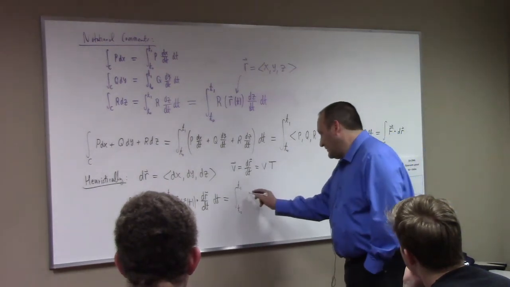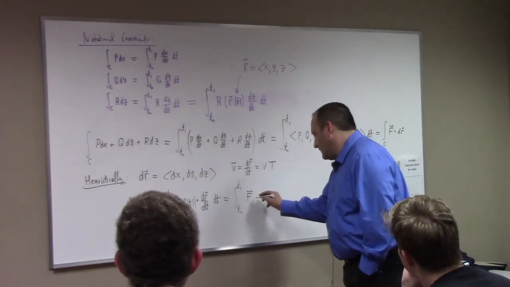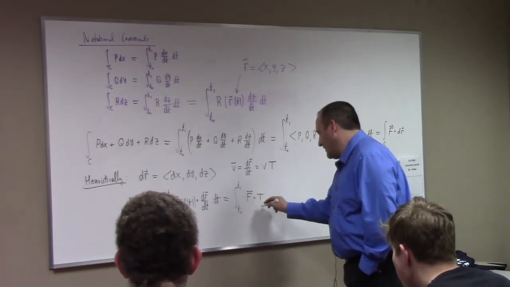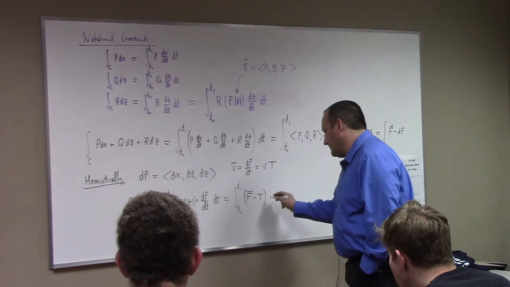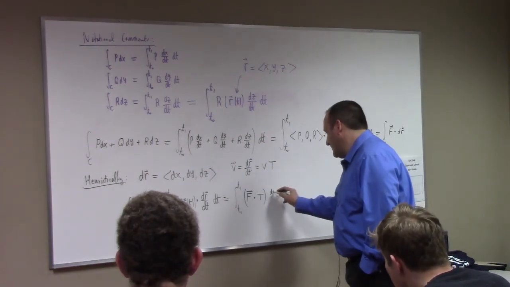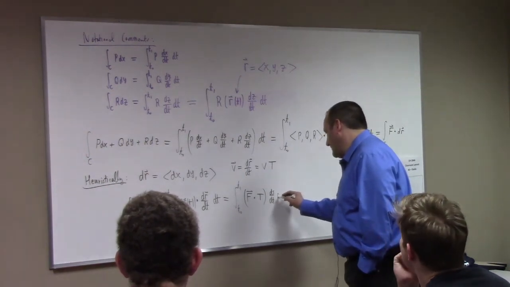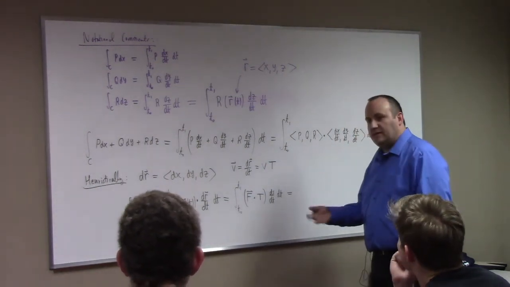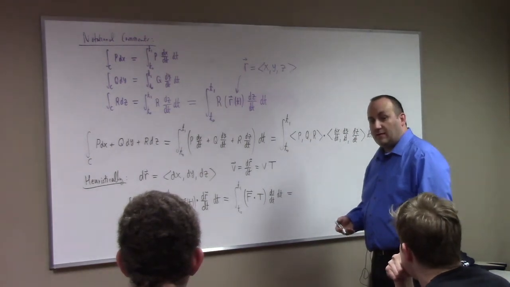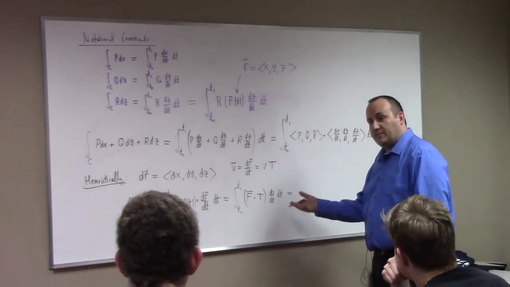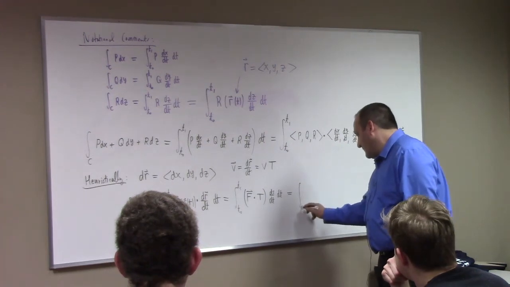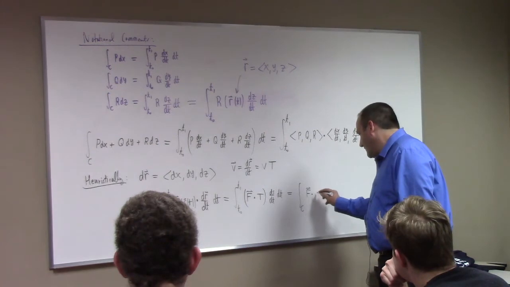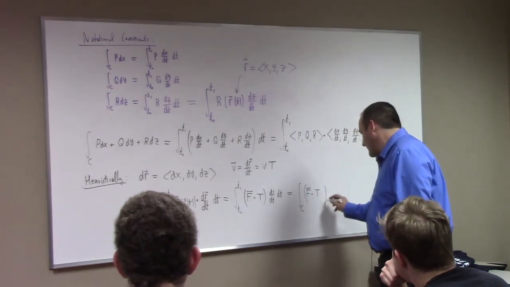So this could be rewritten as f dot T, dropping the dependence on the path, times ds/dt dt. And in fact, if you go back and look at how we defined the integral with respect to arc length, this is an integral with respect to arc length. It's the integral with respect to arc length over the curve of the tangential component of the force field along the curve.